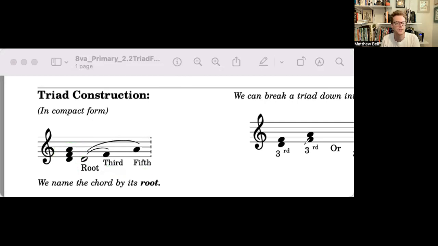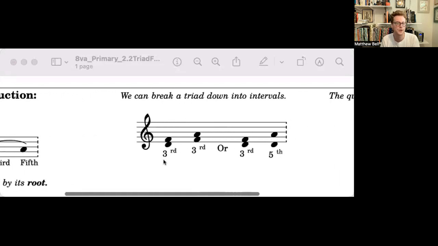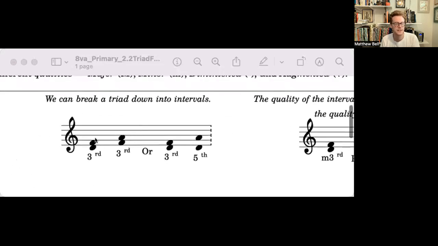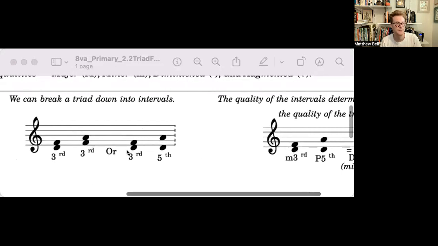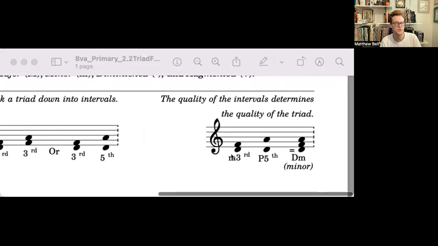The second thing that they're going to get used to as they start identifying the quality of the triads, not just the root, the third, and the fifth, is that then they can use that knowledge to assess the actual intervals. So the root to the third is really important. In this case, root to third is a minor third, and root to fifth is a perfect fifth. So that makes this a minor triad, as you can see here. So minor third above the root, and then a perfect fifth above the root gives us a minor triad.